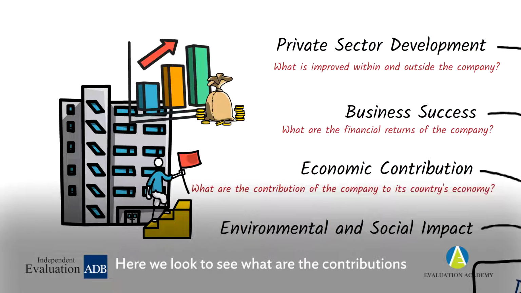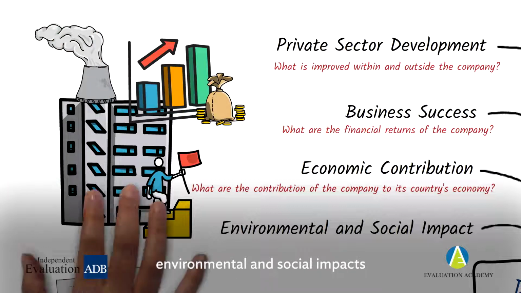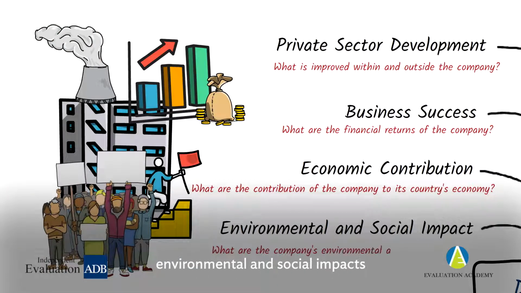Third is to look at the economic contributions of this investment. Here we look to see what are the contributions this investment has made in this particular company to the wider economy. Examples of that could be improvements in capacity, skills, it could be contribution through taxes and so on. And finally, we also look at the environmental and social impacts of this particular investment. We want to make sure that the environmental concerns are all properly addressed and there is no harm that is done to the environment and the social elements are also properly considered as part of this investment.